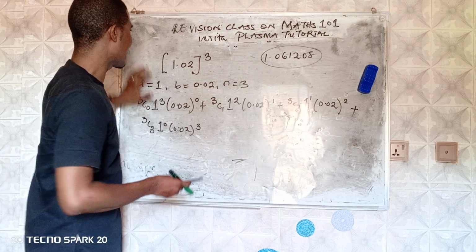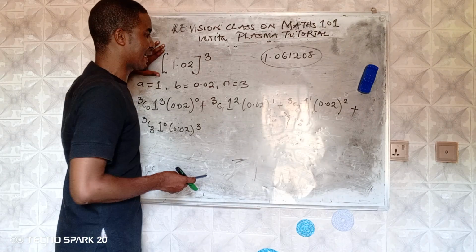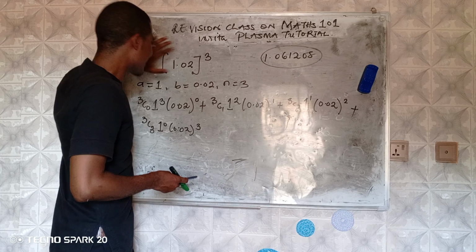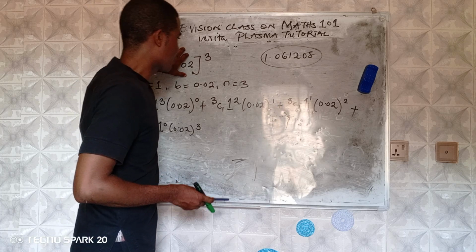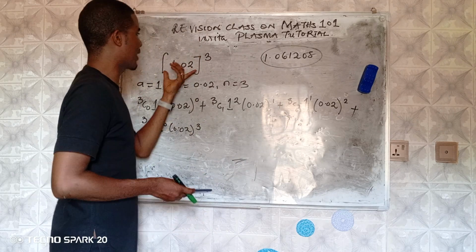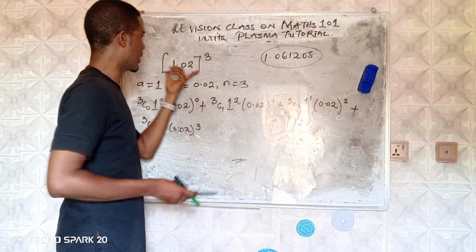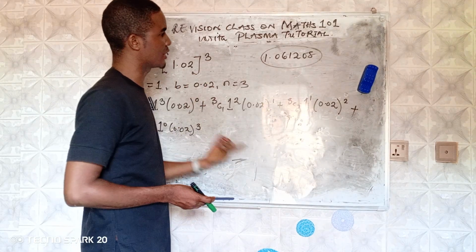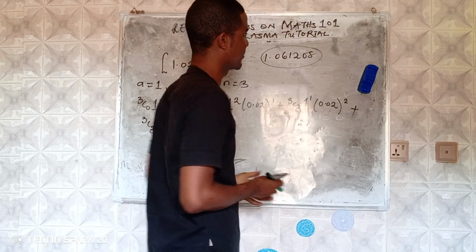But then, in the exam, they may not ask you to expand completely. They can say, what is the coefficient of the third term in the expansion of this? So, in the expansion of this is a third term. You simplify, you tell them.